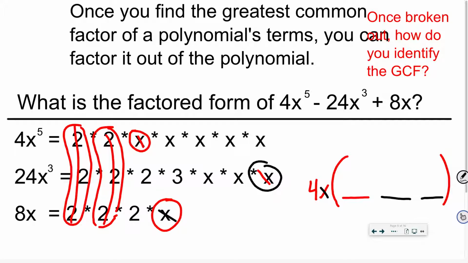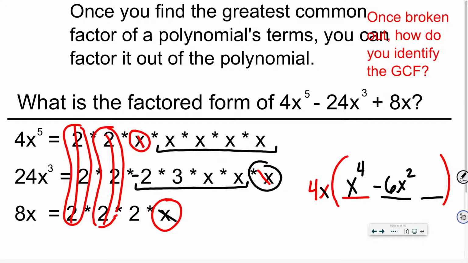How can I represent all that is inside the parentheses for this term? X to the 4th. How about for the second one? Negative 6x to the second. Yeah, I forgot the little negative 1 here, so we'll just make that negative 6x squared. And then the last one? That is one way that you can figure out what's inside.